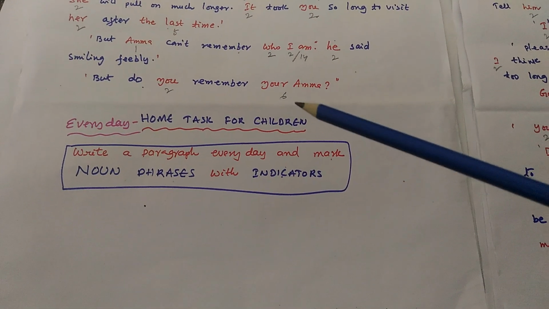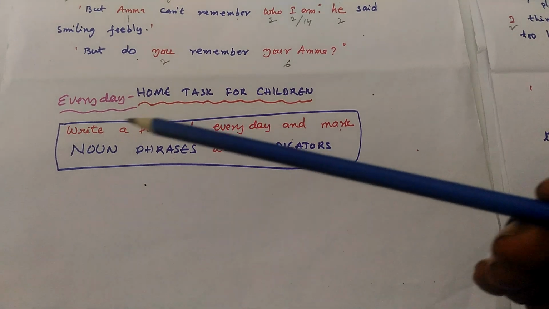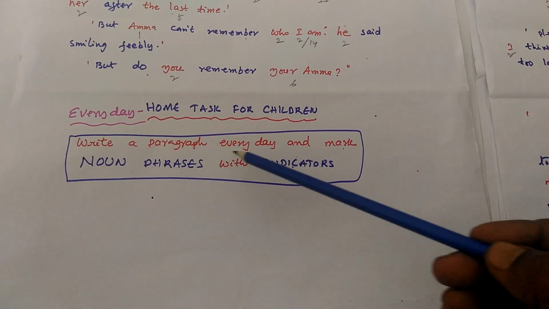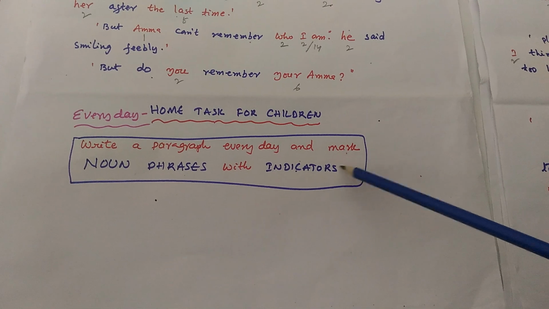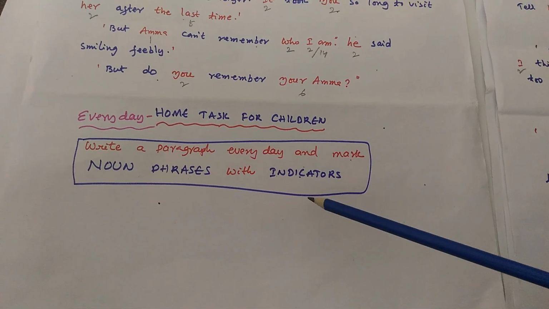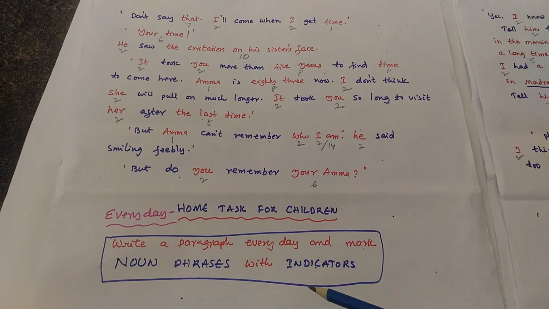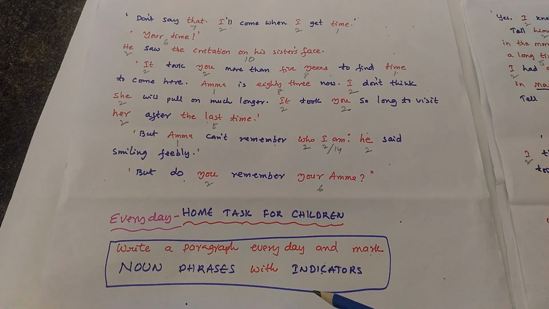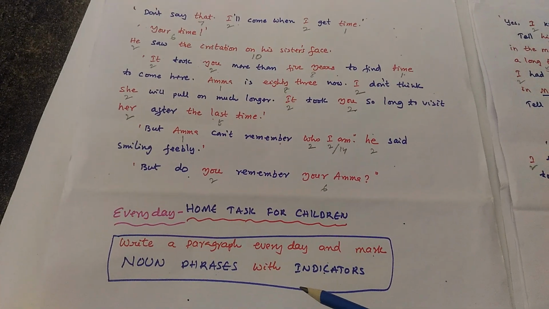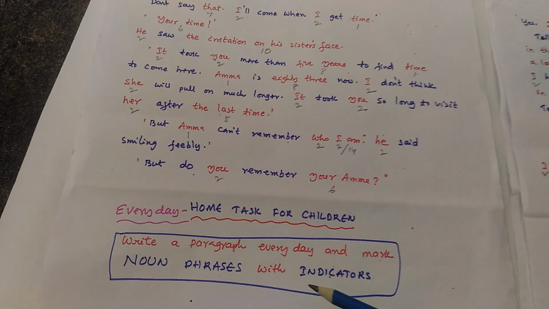And after teaching this one, we can give the children a task every day. That is, an everyday home task for the children. That is, write a paragraph every day and mark the noun phrases with indicators. By doing so, the children will be able to locate the noun phrases and also they will become acquainted with so many words by which they can learn English in a big way.